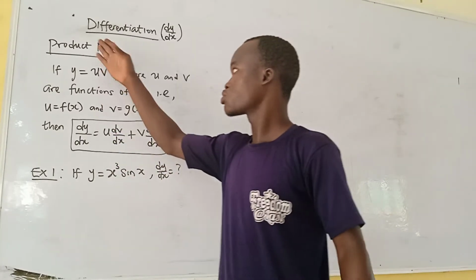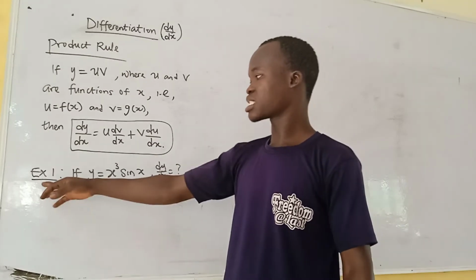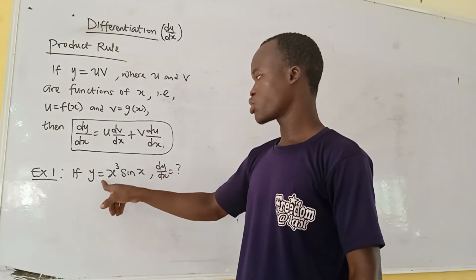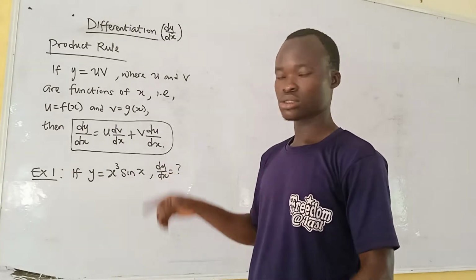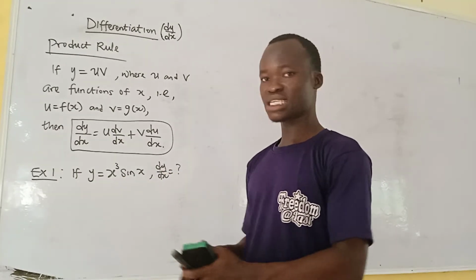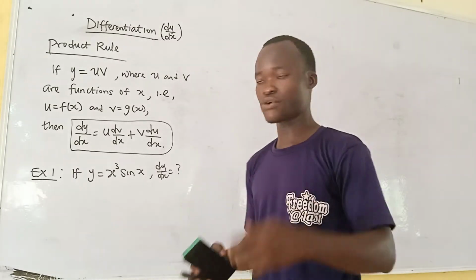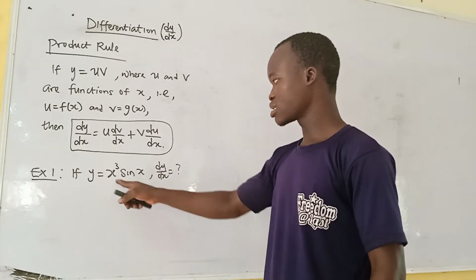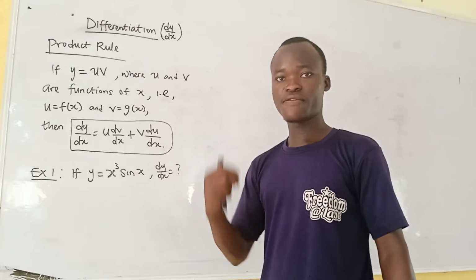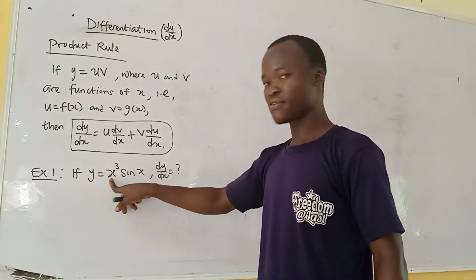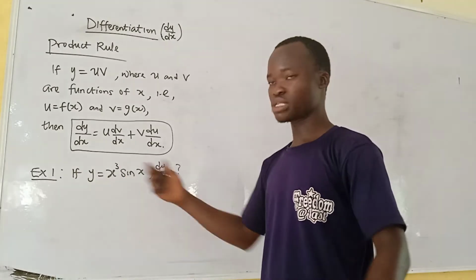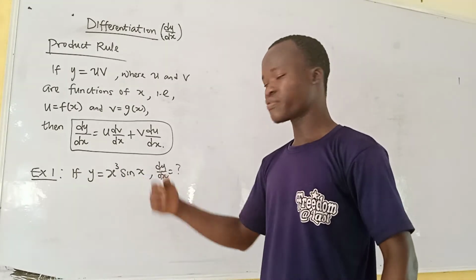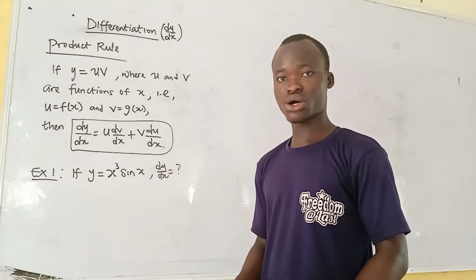Now, to understand what we are saying, we have example 1: if y equals x cubed sine x, what is dy dx? Now, if you look at this, it is very easy for you to recognize that this is the product of two functions. This is a polynomial function and this is a trigonometric function. They are both multiplying themselves. So how do we solve this? We solve this using product rule.